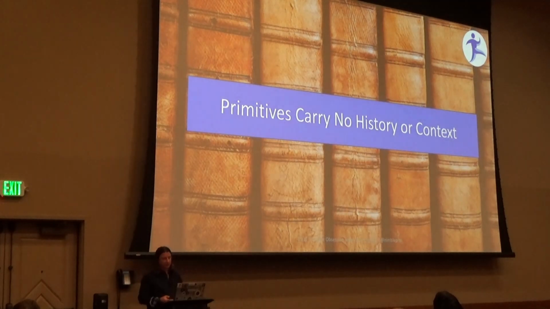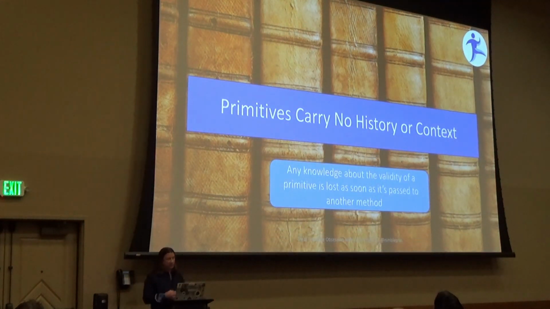The other problem with primitives, which I've kind of mentioned, is that they don't carry any history or context. So if you do the checks in the first method, and then you create another class or service and call it, and pass that primitive into it, it has no idea what has already passed. Right? All of the knowledge that you know about its validity is lost as soon as it gets passed on to another method. And so you're having to relearn over and over again, which is very inefficient.